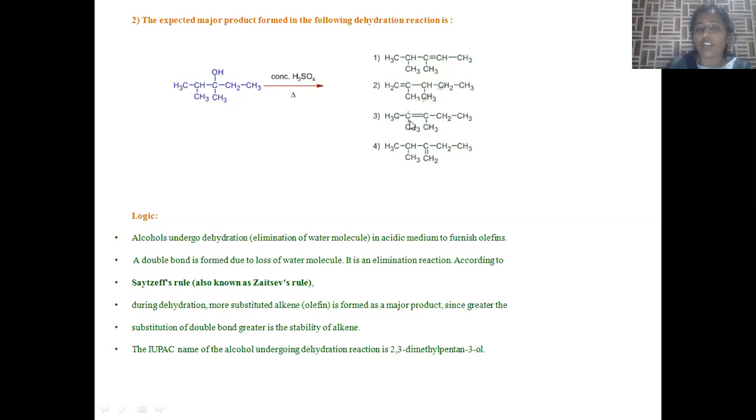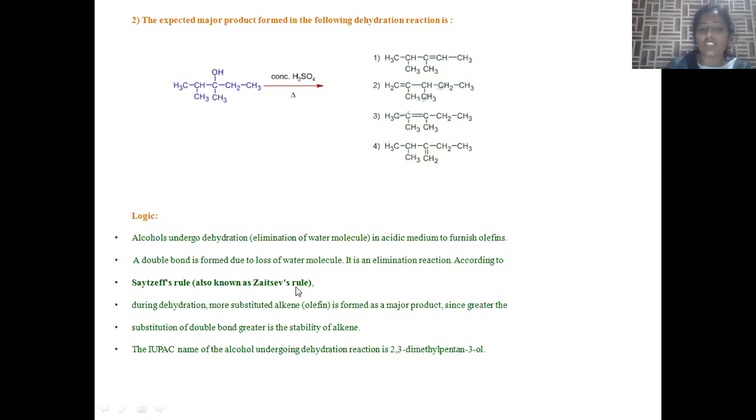This is in accordance with Saytzeff rule. Saytzeff rule states that the more substituted alkene is more stable. So here this carbon-carbon double bond is surrounded by two alkyl groups, and here also the carbon is surrounded by two alkyl groups, hence it will be more stable compared to the remaining all. This is mainly based on Saytzeff rule.